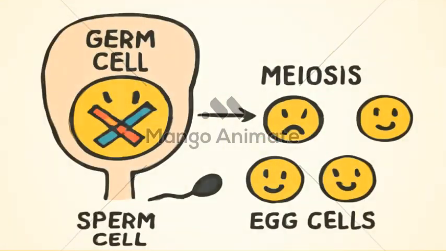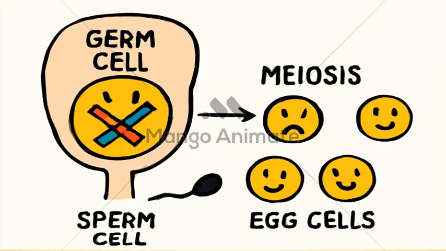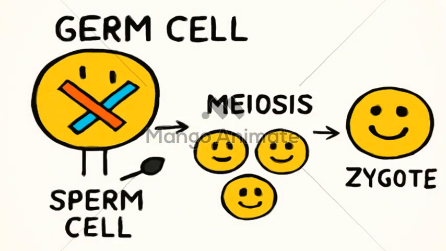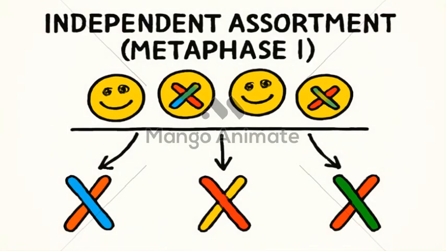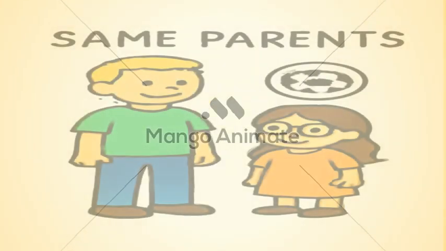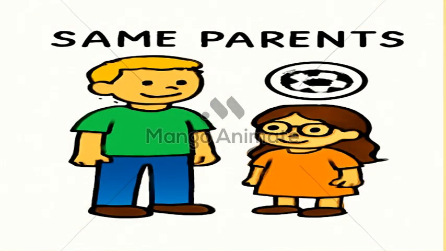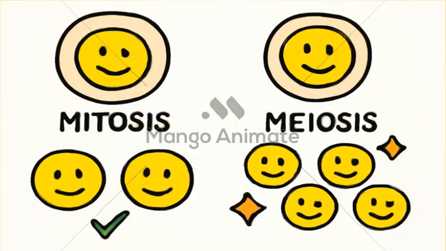Meiosis, on the other hand, occurs only in germ cells, cells destined to become gametes. It produces four non-identical haploid cells, ensuring that offspring inherit a mix of genetic traits from both parents. Genetic variation in meiosis arises from crossing over during Prophase I and independent assortment during Metaphase I. These mechanisms explain why siblings from the same parents can look and behave very differently. Mitosis does not promote genetic variation, which is why cells produced through mitosis are genetically identical to the original.